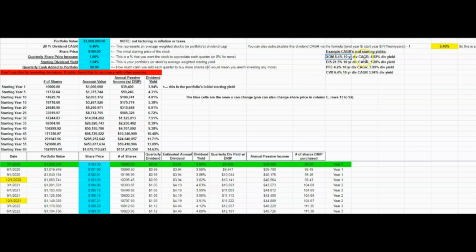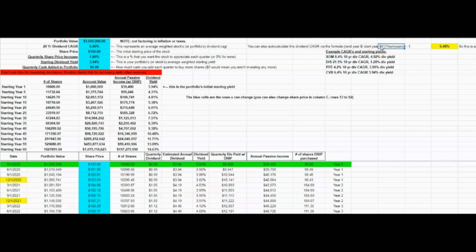You can find what the compound annual growth rates are on websites. On GuruFocus, you can put this information in. It'll tell you what the 10-year dividend compound annual growth rate is. And again, dividend yield, you can either calculate yourself or just look up on the ticker. Type in the PFE ticker, and it'll show you what the starting dividend yield is. So that's where you can get this value.